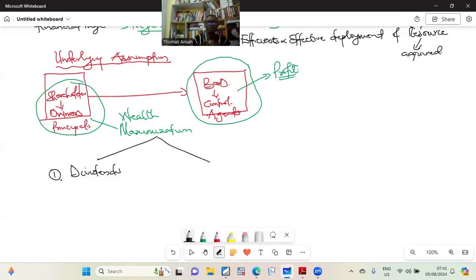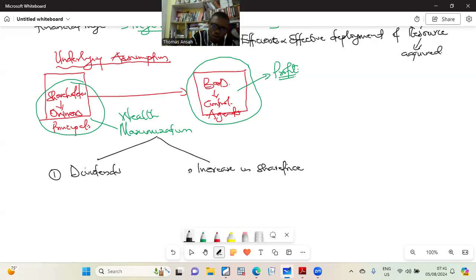Another way you can know that the shareholder is increasing in his wealth is also the fact that the share price will increase. So we are talking about increase in share price. So these are the two main ways a shareholder wealth can be maximized.